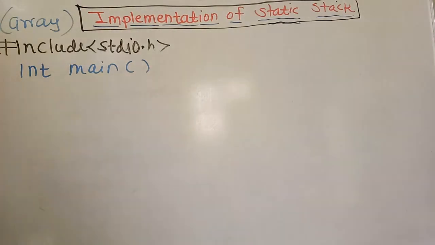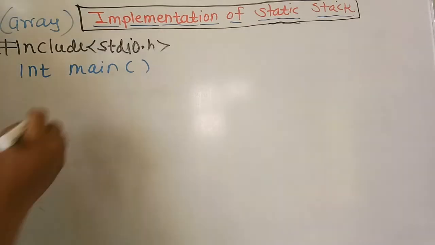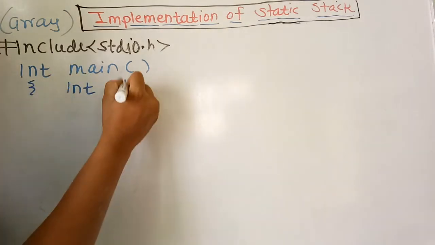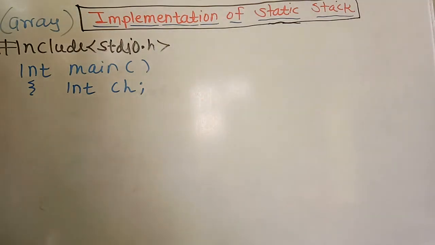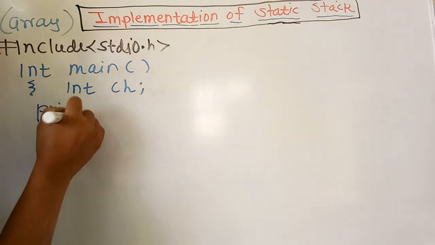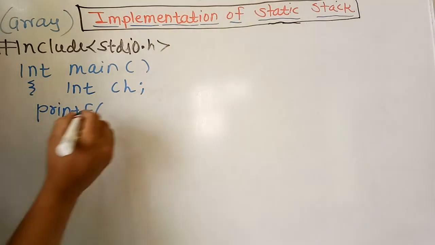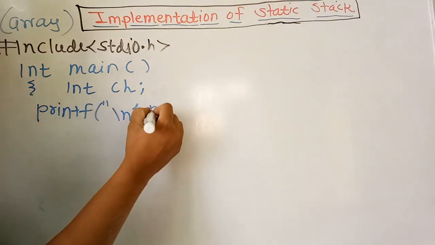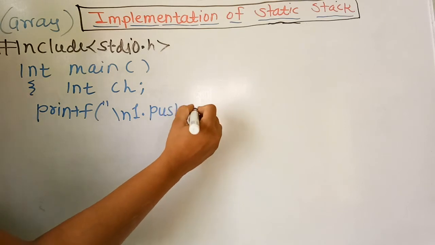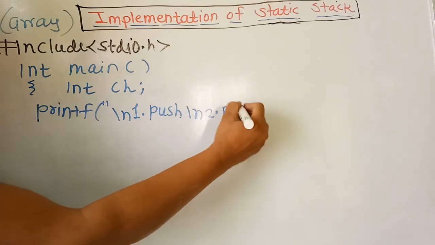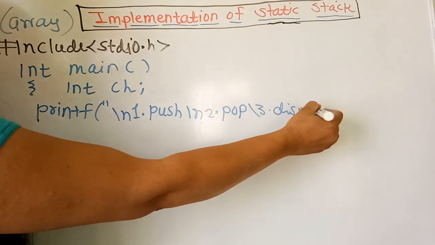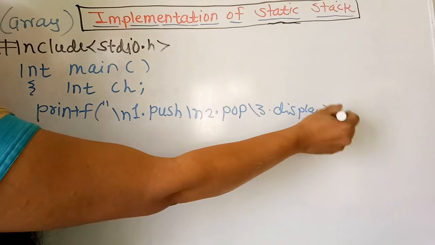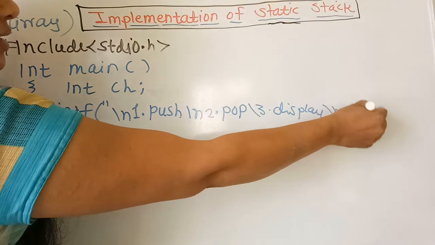Now for that we will take one integer variable, choice, for accepting the switch case choice. Then we will write the mechanism like printf. For the first case we will give the option push. For the second case we will give the option pop. For the third case we will give the option display, and for the last case the exit option. Now we will complete the printf statement.